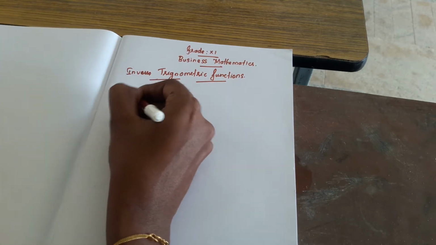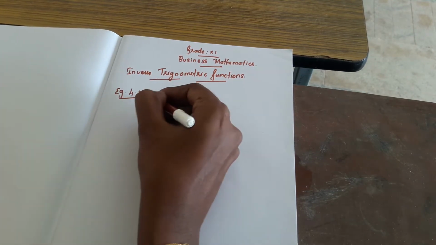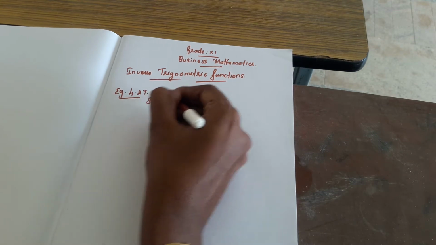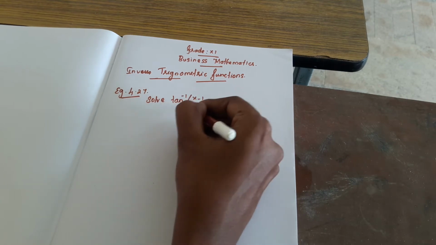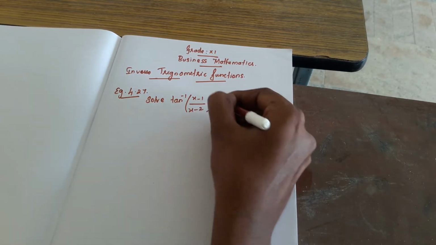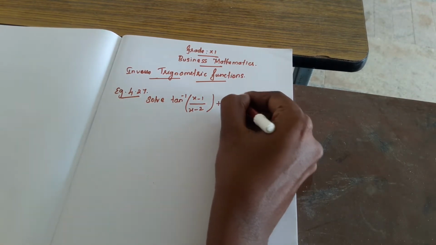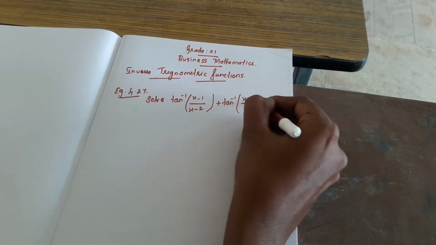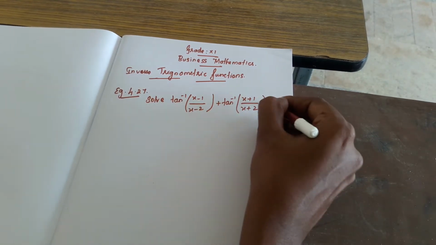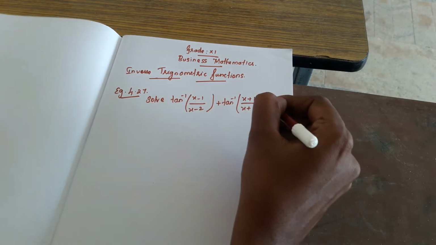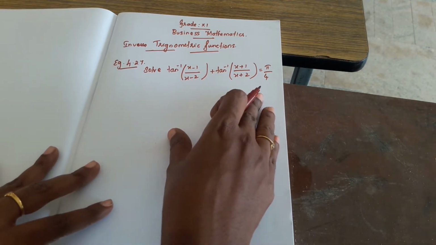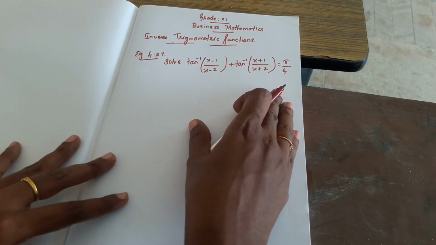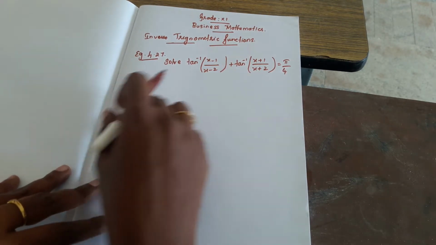So example 4.27. The question is: solve tan inverse of (x minus 1) divided by (x minus 2) plus tan inverse of (x plus 1) divided by (x plus 2) equal to pi by 4. Question is: solve tan inverse of (x minus 1) divided by (x minus 2) plus tan inverse of (x plus 1) divided by (x plus 2) equal to pi by 4.